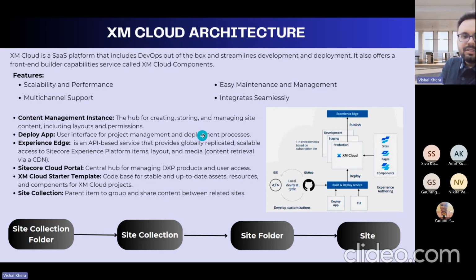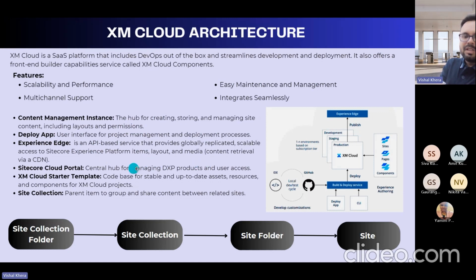And there are some terminologies which you must be aware of. Content management is an instance. We have a CM instance in XM Cloud, which is used for creating, storing, and managing the site content. Anything, layout, permissions, everything is in the CM instance. Then we have a deploy app for the deployments, in which we can manage the deployments. Experience Edge is an API-based service which is now used for serving our websites. There are no CD servers.